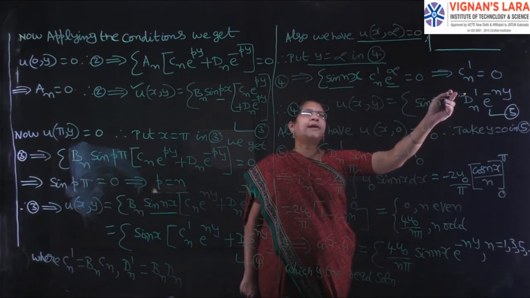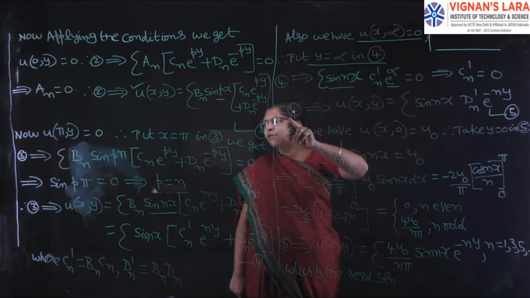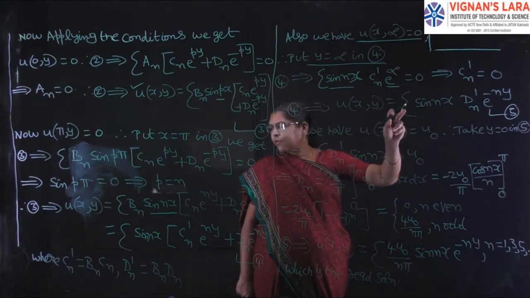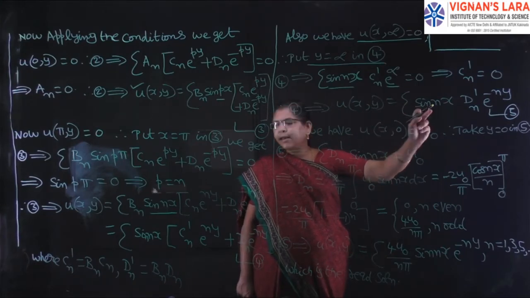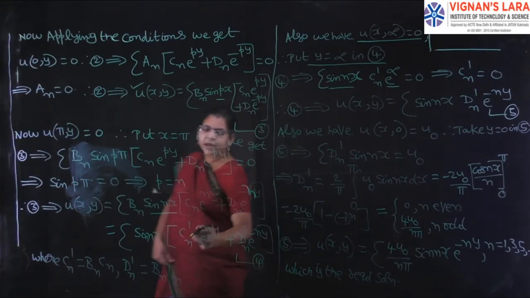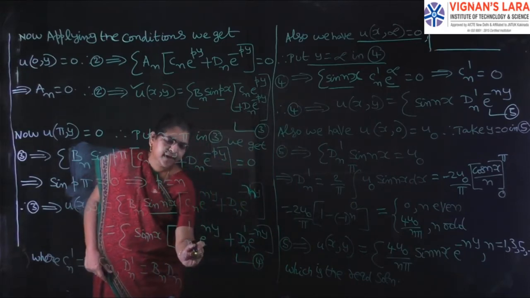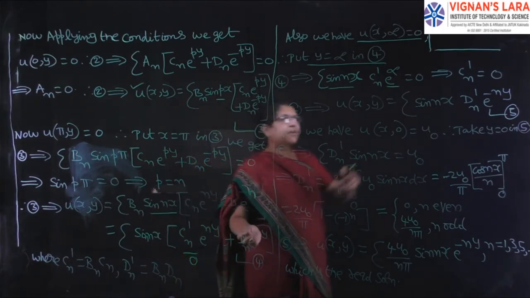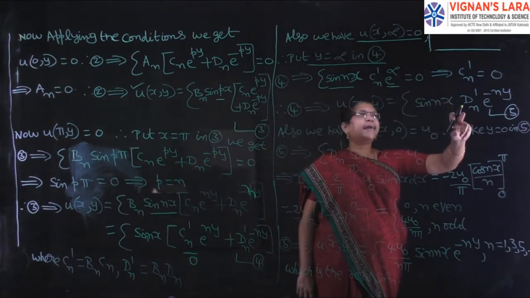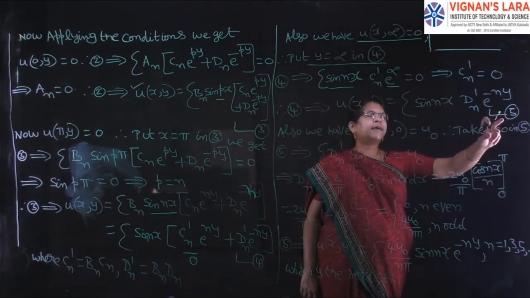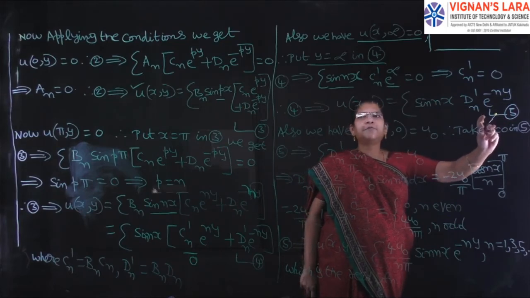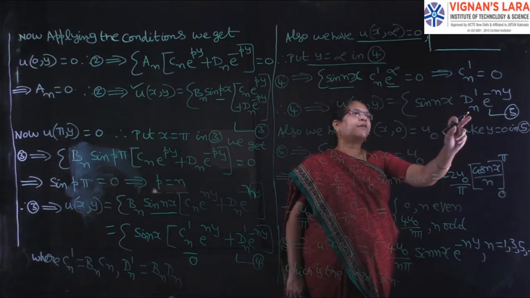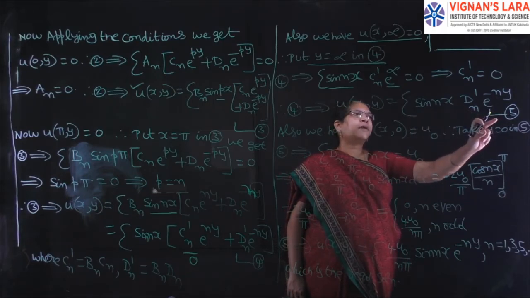Therefore put Cn dash equal to 0 in equation number 4. Then what is u of x comma y? Summation sin nx into Cn dash, we got Cn dash as 0, so summation sin nx into Dn dash into e power minus ny. Take this as equation number 5. So u of x comma y is summation sin nx into Dn dash into e power minus ny.